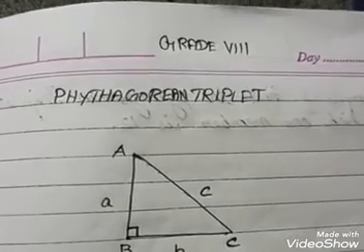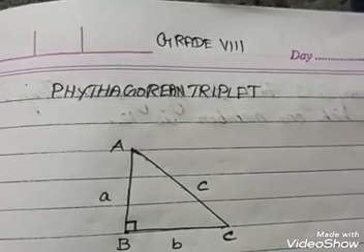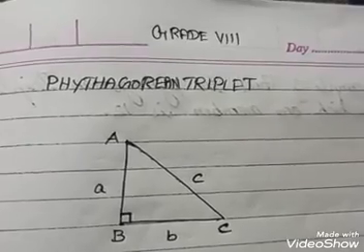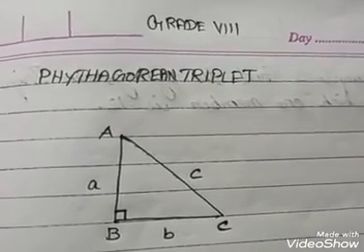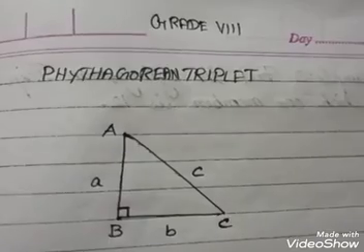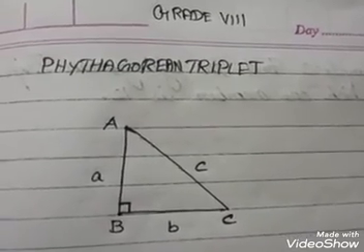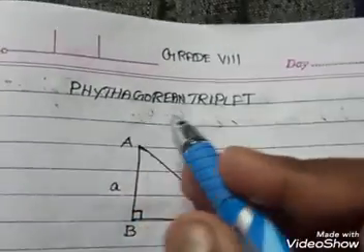Hi students, good morning to all. Last class we discussed squares and square roots. We found the squares of numbers by using the splitting method. Now we are going to see the Pythagorean triplet.